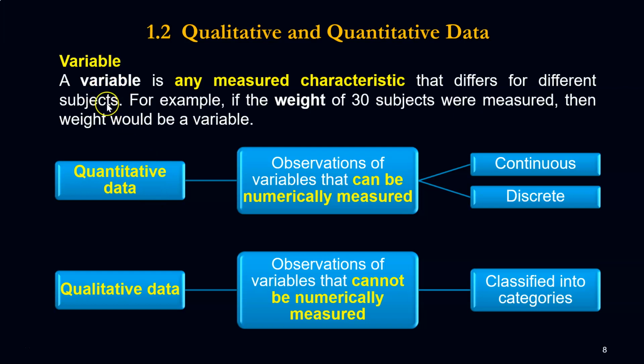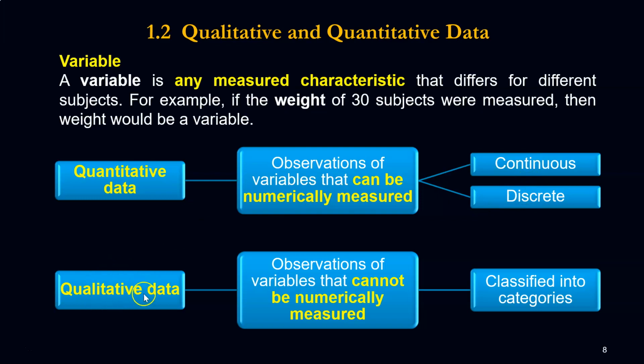Okay, so in variable, there are quantitative data and also qualitative data. Quantitative meaning you can count. Qualitative meaning you cannot count. You cannot numerically measure it. So for quantitative data, observation of variable that can be numerically measured. Boleh diukur. Okay? Numerically measured. So bila kita kata benda tu boleh diukur, it's either continuous or discrete. Sama ada dia bersambung ataupun discrete.